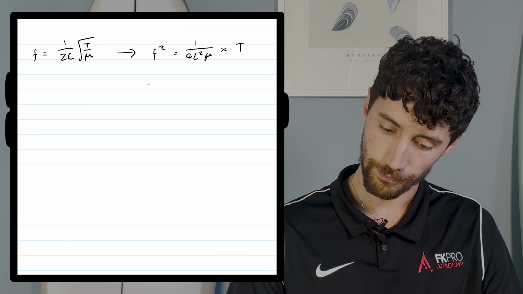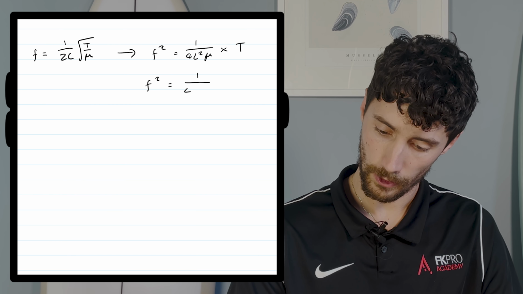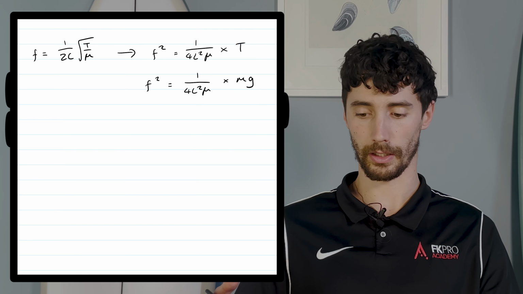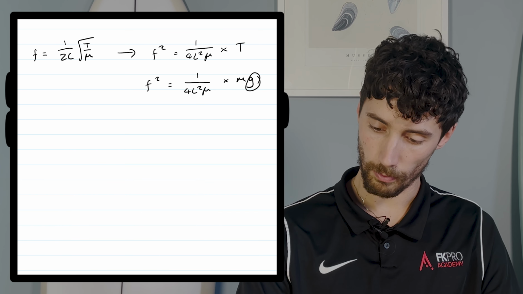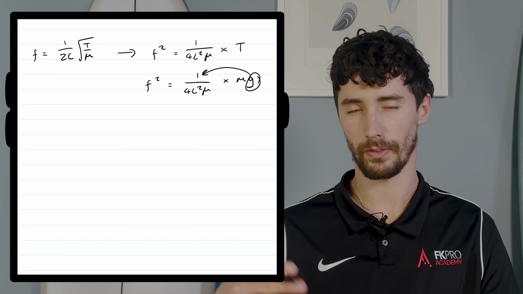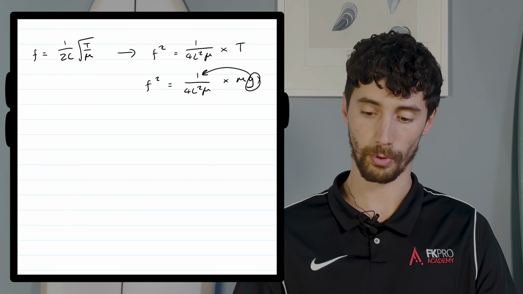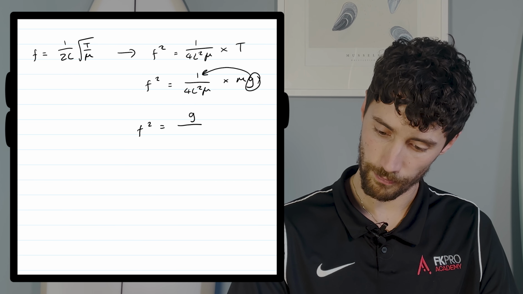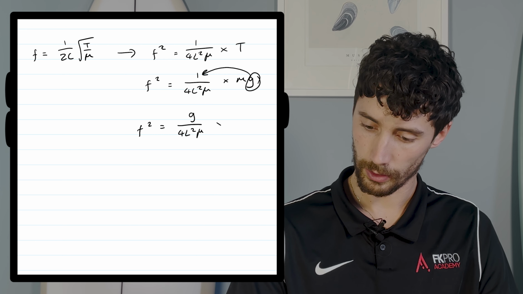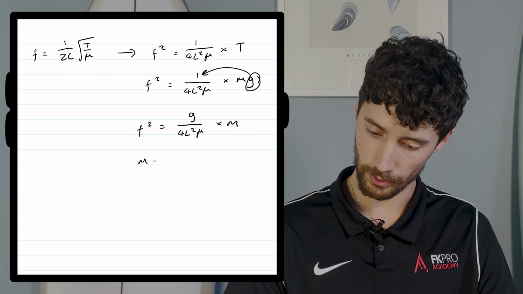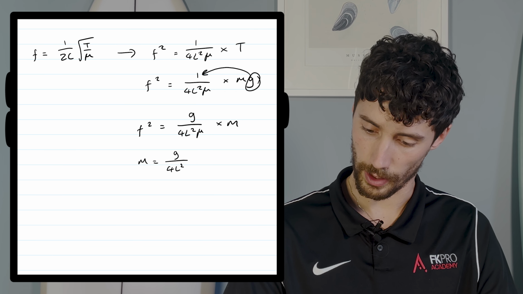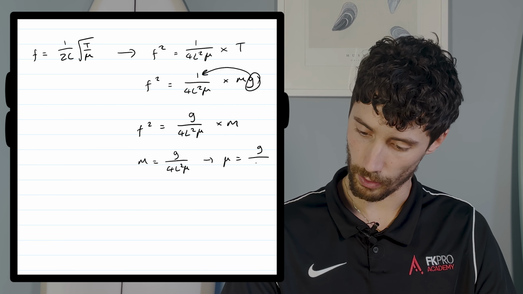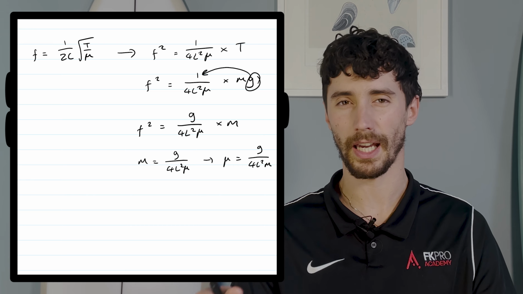The tension is given by the weight of the masses hanging off your hanger. So I could plot the masses instead. If you don't want to calculate all the tensions, you could just plot f squared against mass, and then you would get f squared equals g over 4L²μ times the mass. So your gradient is g over 4L²μ, and therefore your μ is g over 4L² times your gradient. Just be careful.